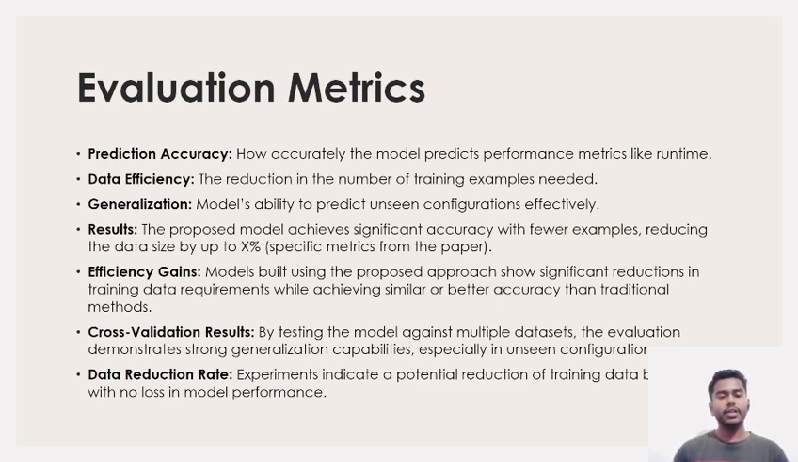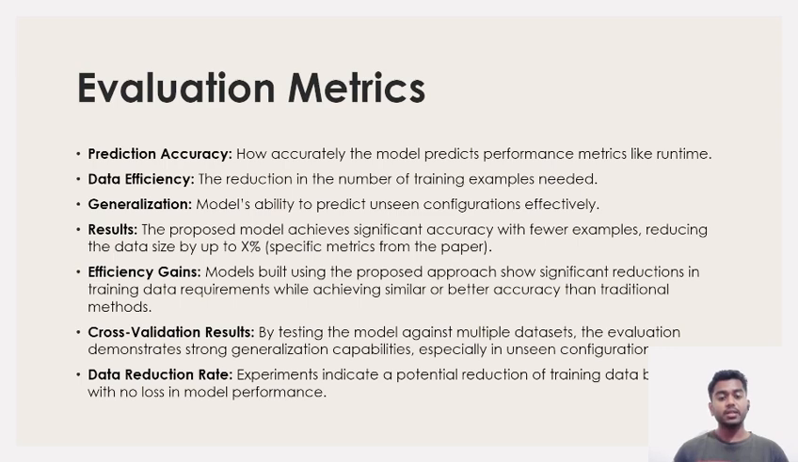Prediction accuracy: how accurately the model predicts performance metrics like runtime. Data efficiency: the reduction in the number of training examples needed. Generalization: the model's ability to predict unforeseen configurations effectively. And the results: the proposed model achieves significant accuracy with fewer examples, reducing the data size up to X%, with specific metrics from the paper.